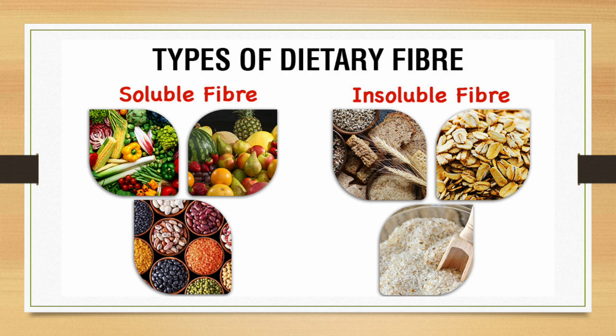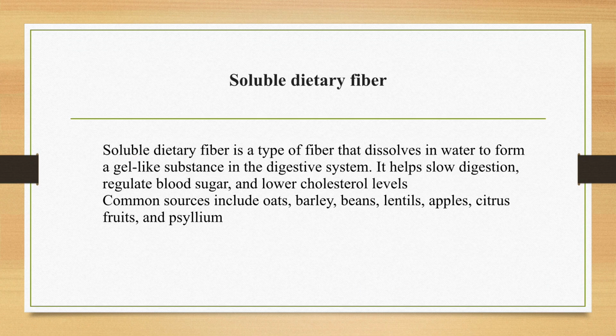There are two types of dietary fiber. First one is soluble dietary fiber. Second one is insoluble dietary fiber. Soluble dietary fiber is a type of fiber that dissolves in water to form a gel-like substance in the digestive system. It helps slow digestion, regulate blood sugar, and lower cholesterol level. Common sources include oats, barley, beans, lentils, apples, citrus fruit, etc.